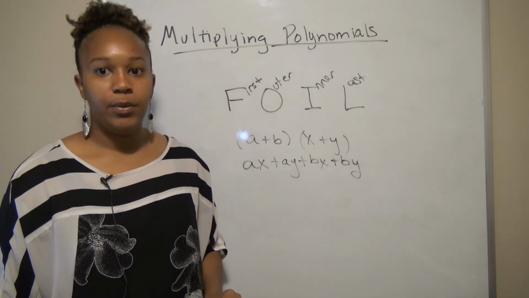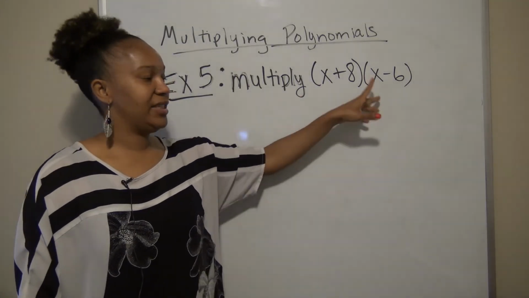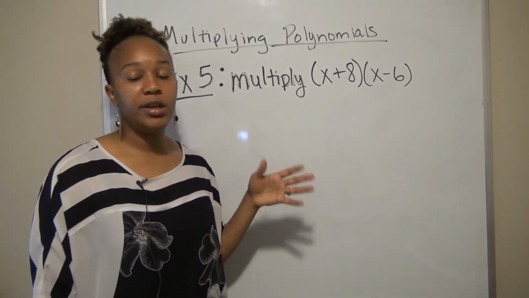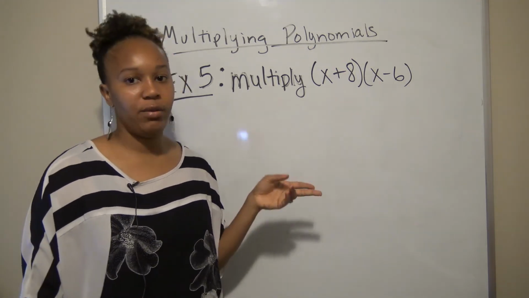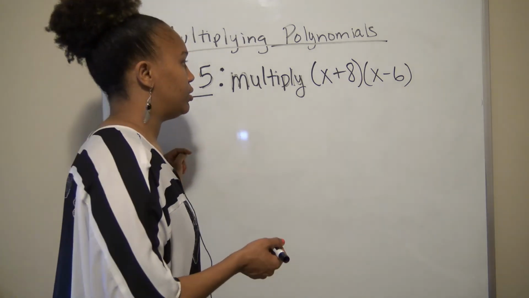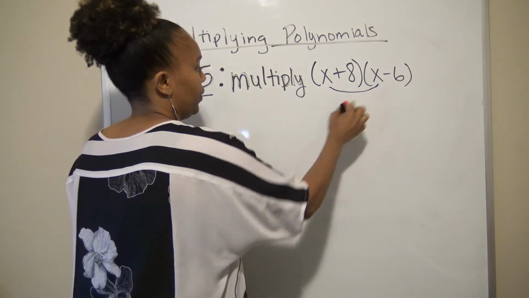So let's look at an example using the FOIL method. Example 5, we want to multiply x plus 8 times x minus 6. Notice it is a binomial times a binomial. Now you can use any of the other methods as well on this particular problem, the distributive or the box method. But just for the sake of showing you how to do the FOIL method, we're going to use the FOIL method.